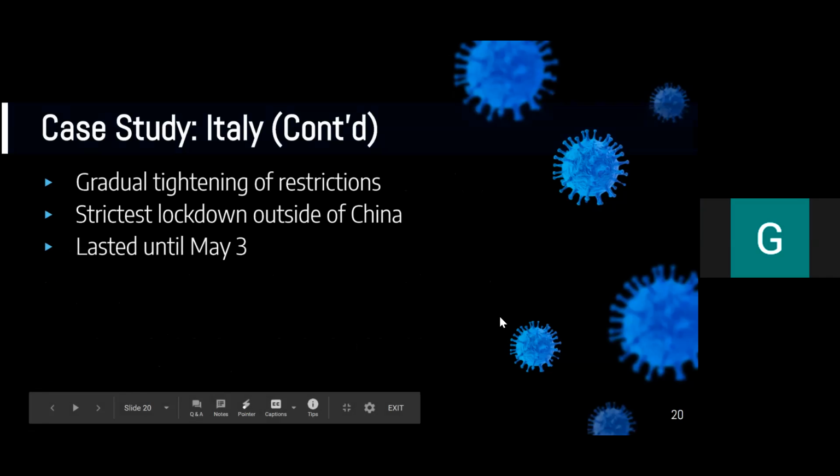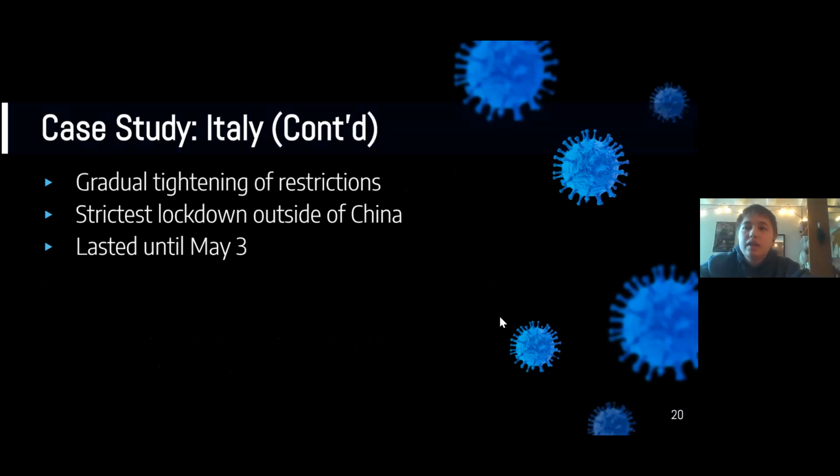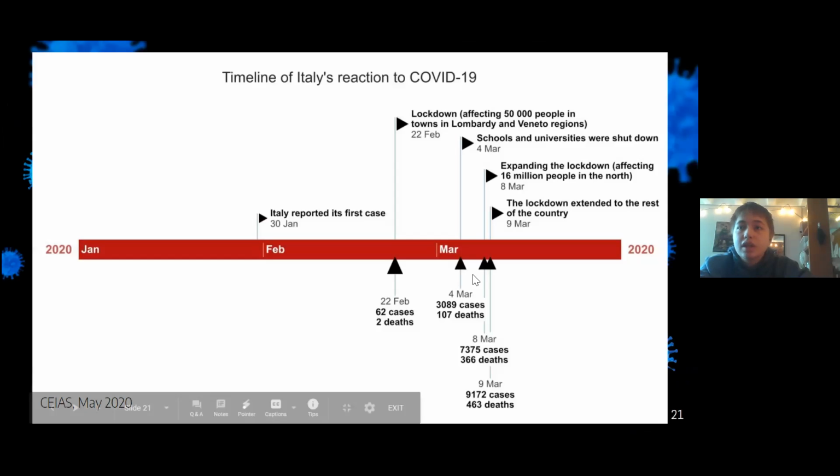And then further, in Italy, the lockdown started gradually, where only large gatherings, entertainment venues, and sporting events were closed at first, and then that gradually shifted towards all non-essential businesses. The lockdown lasted until around May 3rd. And again, we can look at the timeline of when it reported its first case to when the lockdown started in just the narrow areas, and then how long it took for that to expand to the whole country.